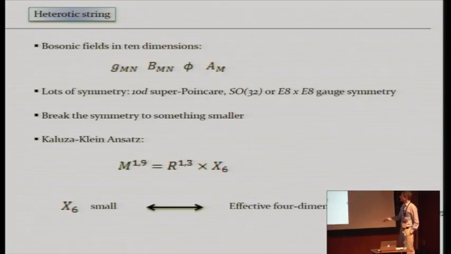So the story of Kaluza-Klein compactification is that at short distances we recover our 10-dimensional Lorentz invariance, but at long distances, distances which are large compared to the typical size of X6, we recover an effective 4-dimensional field theory. And we want to understand what kind of effective 4-dimensional field theory you can get by doing this type of compactification.